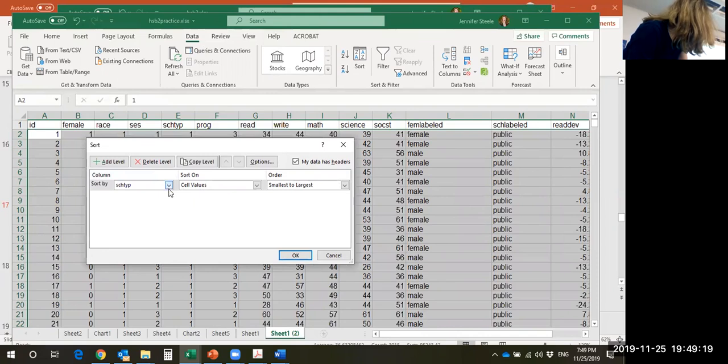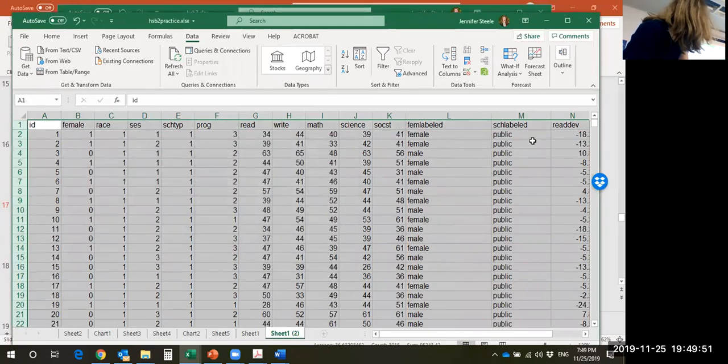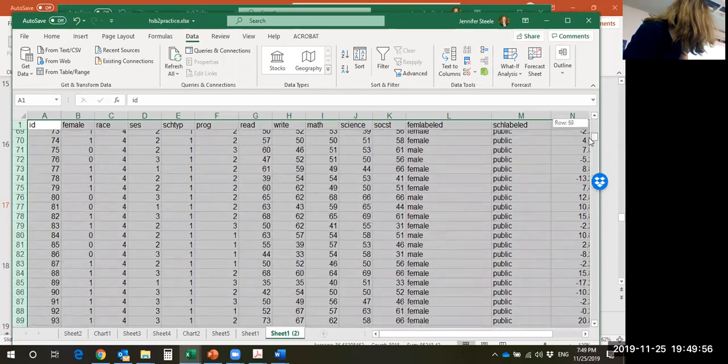Oh, it already knows that because I've done this before. Okay, school type. So I choose sort by school type, smallest to largest, so it's going to be the publics first, then the privates. I click here for my data has headers because that tells it that row 1 is variable names, not data. And very importantly, I only select the cells that have real data, otherwise I'm going to be sorting other things that I don't want to sort. So I click OK, and now my data are sorted so that all of the public schools are together.